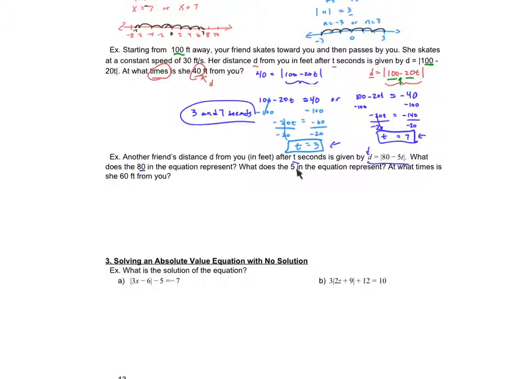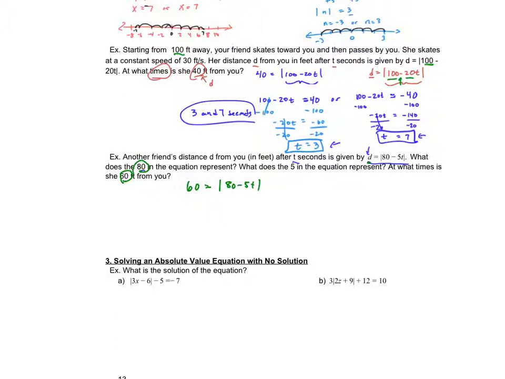And then the 5, what does the 5 represent? Well, that must mean how fast or how far she is traveling per second, and she is traveling 5 feet per second. So when we set this equation up, we're going to do the same thing we did before. We have been given 60 feet from us. At what times is she 60 feet? So I'm going to replace d with 60, giving 60 equal to the absolute value of 80 minus 5t.